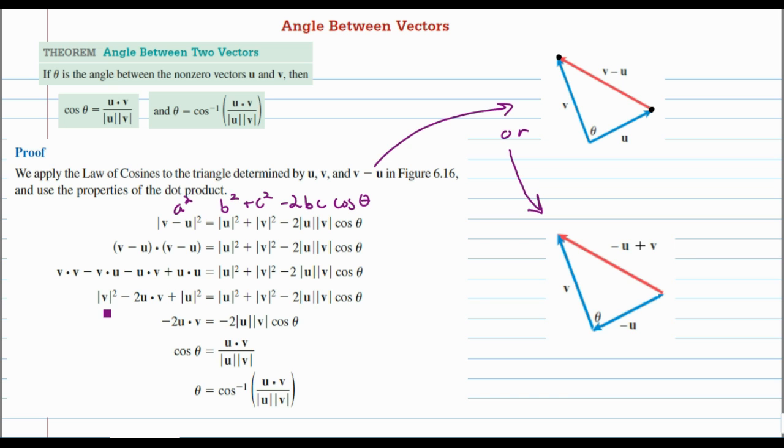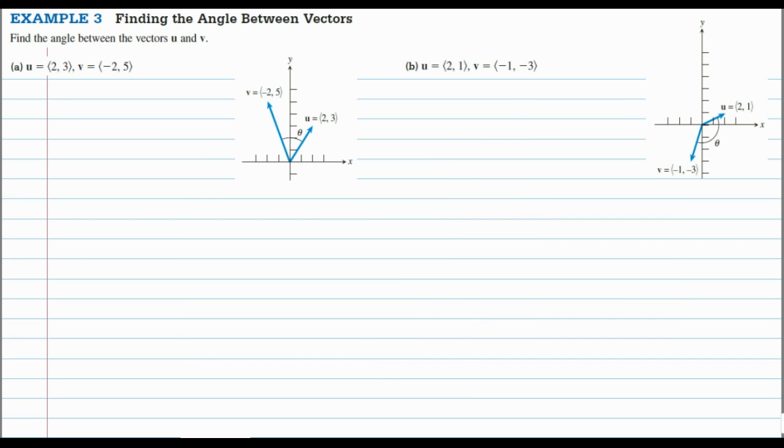Well, the magnitude of v squared plus the magnitude of u squared cancels out on the other side with the magnitude of u squared plus the magnitude of v squared. So I'm left with negative 2 u dot product v equals negative 2 times the magnitude of u times the magnitude of v times the cosine of theta. Divide both sides, and then take the inverse cosine to find theta. Now that we understand that theorem, we can, given any two vectors, find the angle between them.